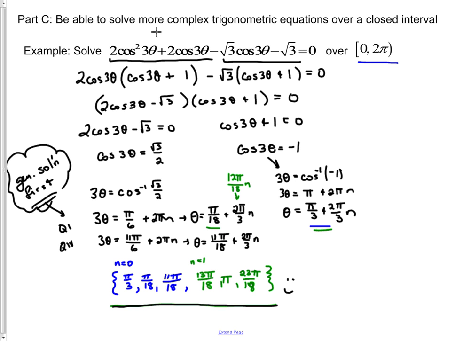But the key to remembering this is if you've got a multiple angle, 3 theta, 2x, whatever it is, number 1, get the general solution over the interval from negative infinity to positive infinity first. Then number 2, substitute in integer values for n until you find all of the values on the fixed interval you're looking for. And that's what we just did. All right, a little bit more to come.